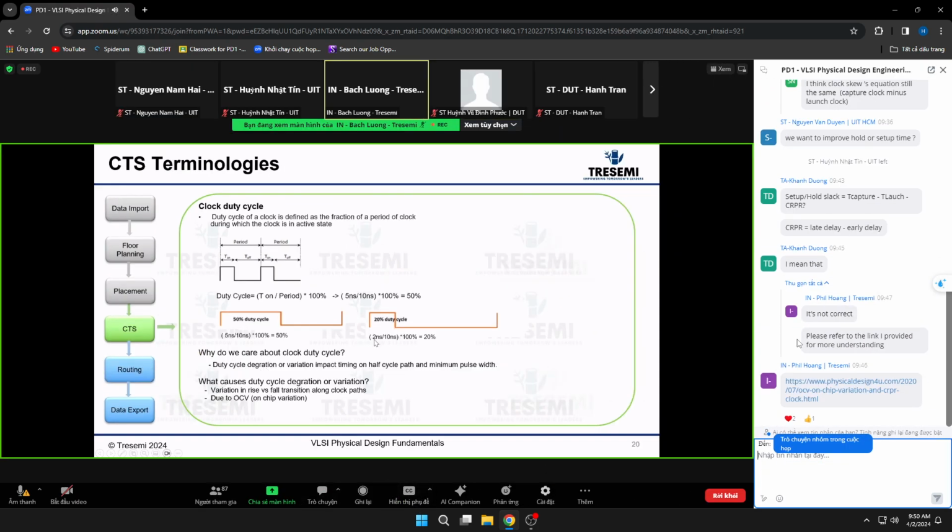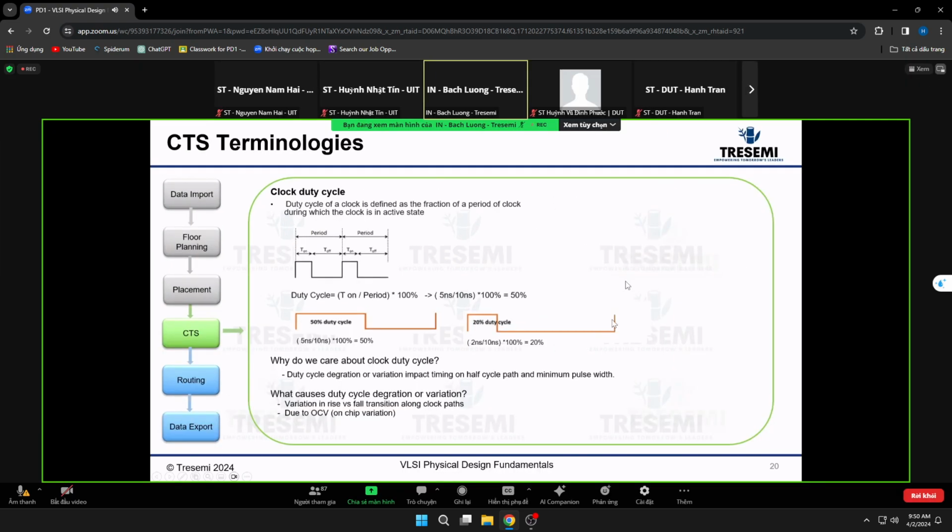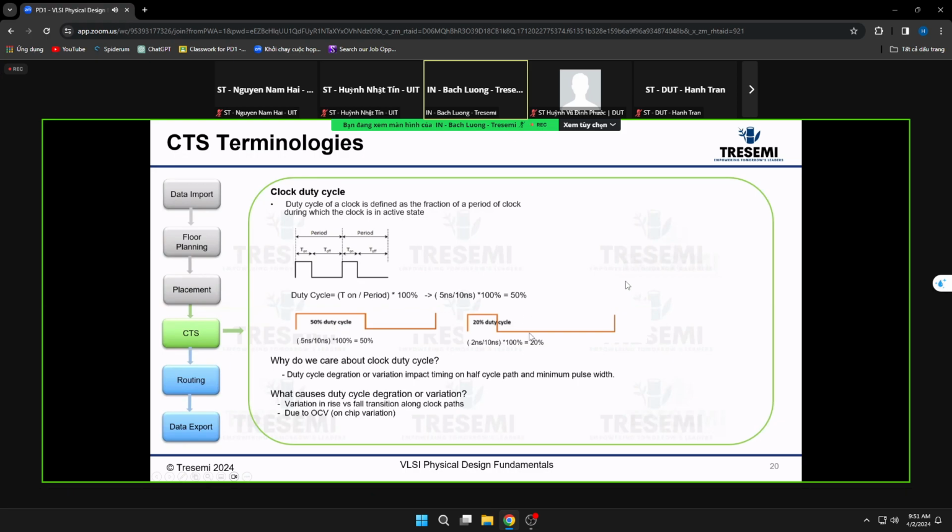Okay, now for the 20% example here, the clock is active only 2 nanoseconds out of the 10 nanosecond period. So this is considered a 20% duty cycle. Likewise, if it's active for 4 nanoseconds, then it'll be a 40% duty cycle. So that's what a duty cycle is.